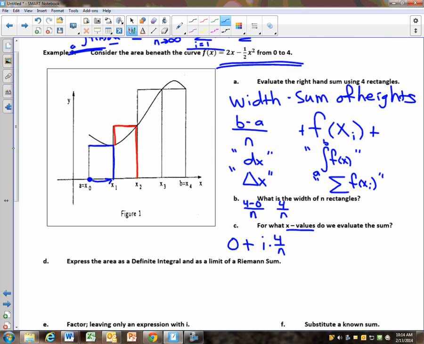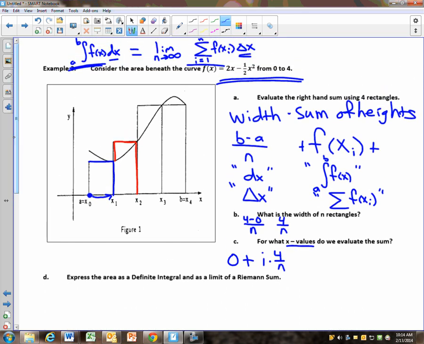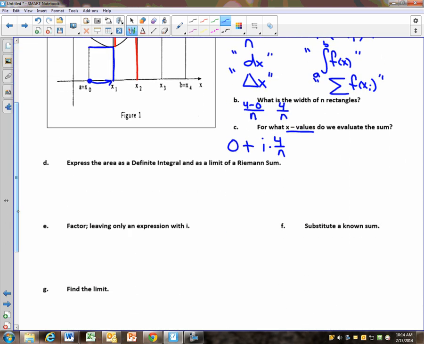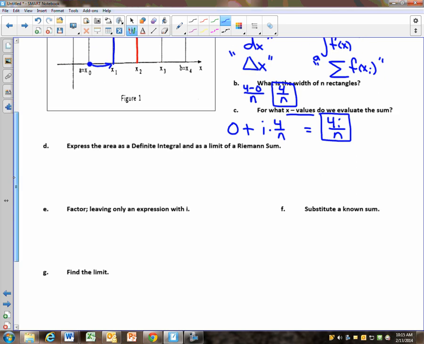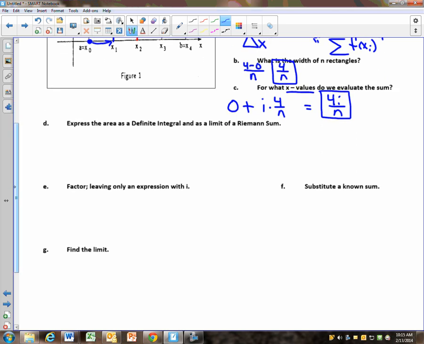Because see, it says the sum starts at i equals 1. So we'll do the first width, and then the second width, then 3 widths, then 4 widths, then 5 widths, and that will allow us to evaluate our heights at the right spot. So what is 0 plus i times 4 over n? 4i over n. So we've got our width, and we have our x values.